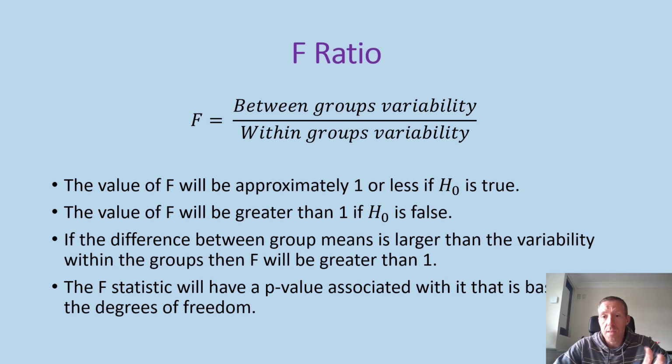So the F statistic has a p-value associated with it, and it's based on the degrees of freedom that we have for the between groups and within groups variance. We can look up those p-values if we work out an F statistic, do an ANOVA test, by looking them up in tables. There are critical values for what's known as the F distribution, depending on our degrees of freedom. We don't need to do that, we've got software to do that for us.